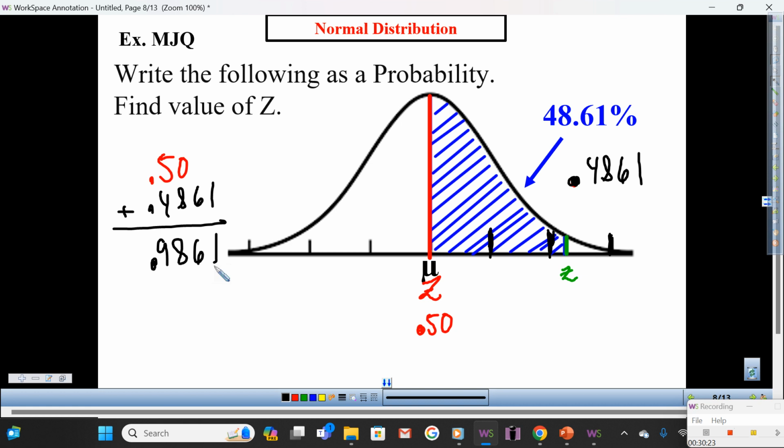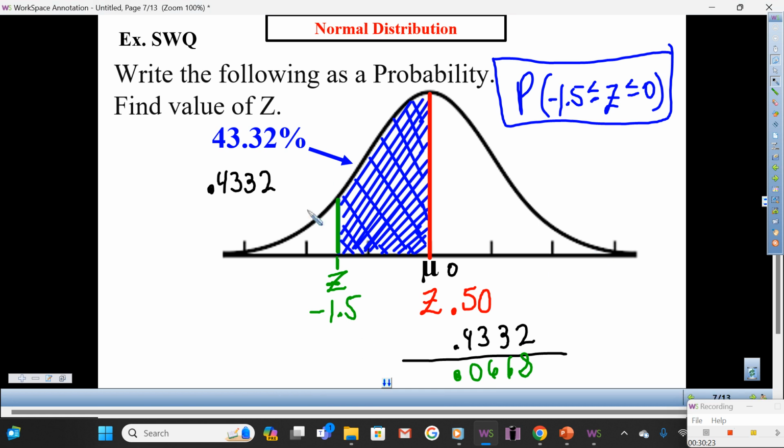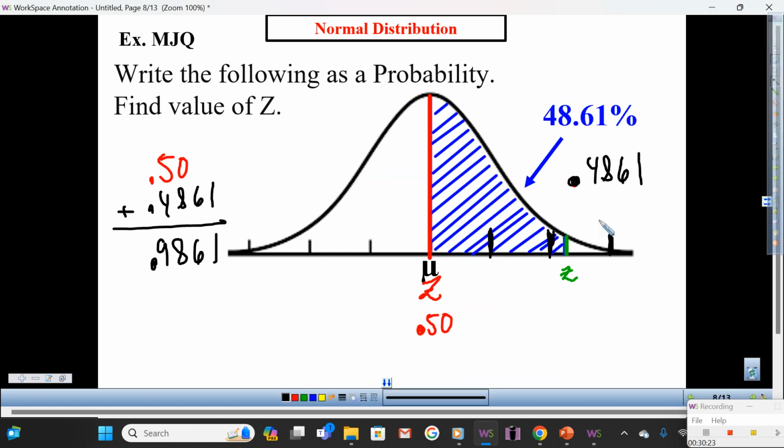Okay? So think about it. Why did we subtract on the other one and on this one we added? Look up. Look at this one. On this one we subtracted. And on this one we added. Okay? So from there we have this. And this would be our last Z. So look for your last Z.